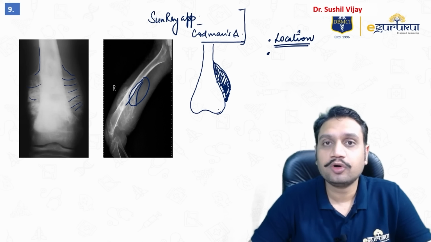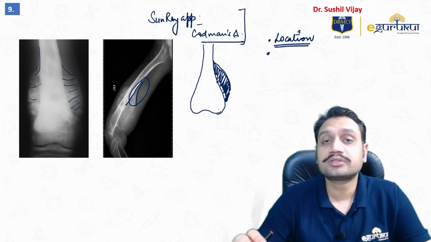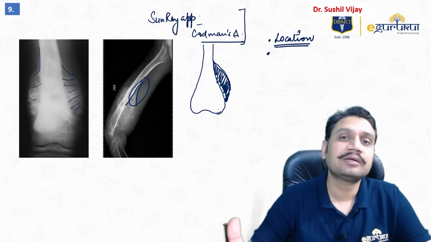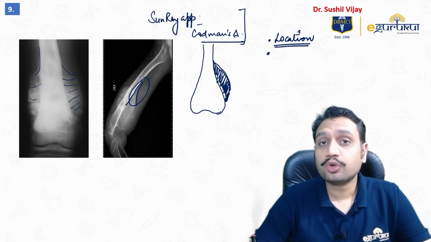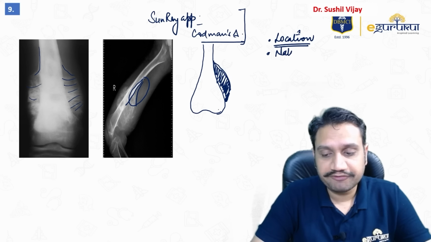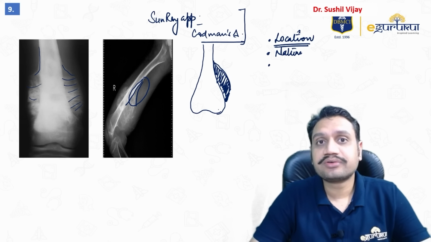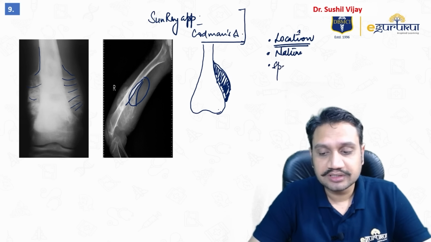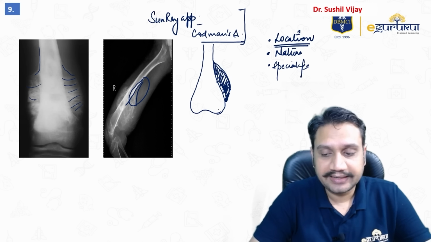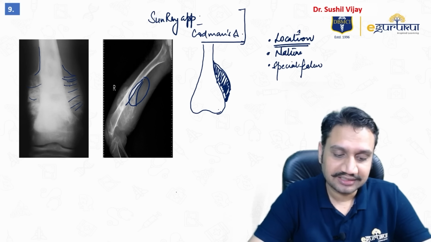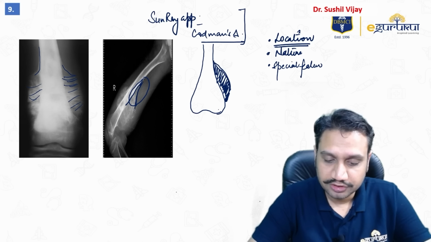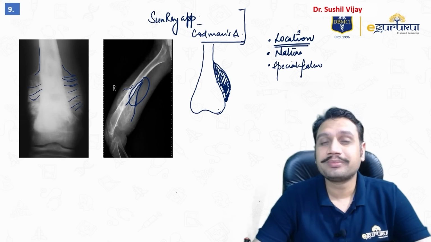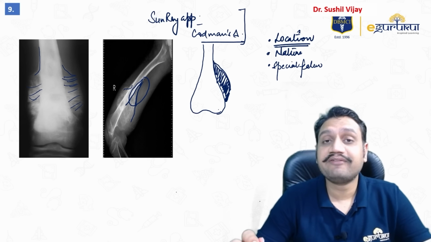So either it will be Ewing sarcoma, or it will be osteosarcoma, or it will be other benign tumors, right? So location, try to find the nature if you can, or simply try to find out the special feature about that particular tumor. Like in this particular X-ray, I'm able to see the sun rays. I'm able to see the elevation of this tumor. That's Codman's triangle, right? So this is very, very important.